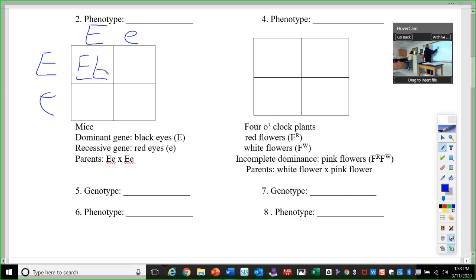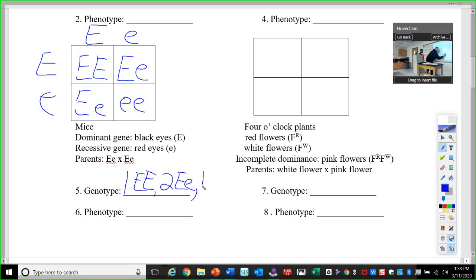Big E, big E. Bring them together. Big E, little e. Big E, little e. Little e, little e. All right. What is my genotypic ratio? One big E, big E. Good. Two big E, little e, and then one little e, little e. Excellent.